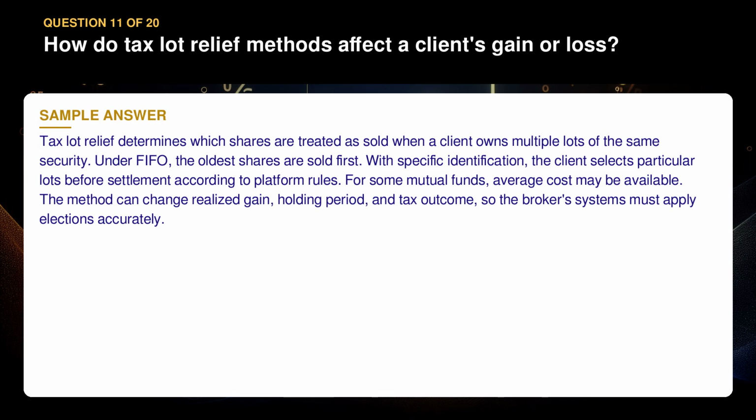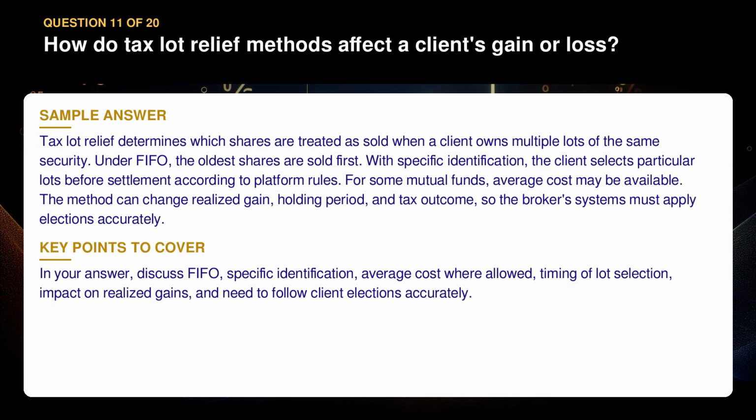The method can change realized gain, holding period, and tax outcome, so the broker systems must apply elections accurately. In your answer, discuss FIFO, specific identification, average cost where allowed, timing of lot selection, impact on realized gains, and the need to follow client elections accurately.